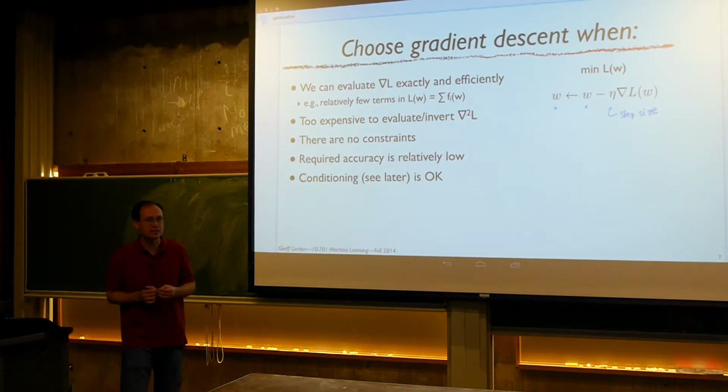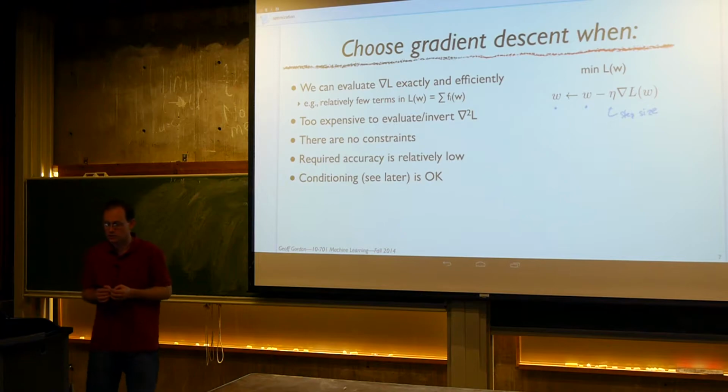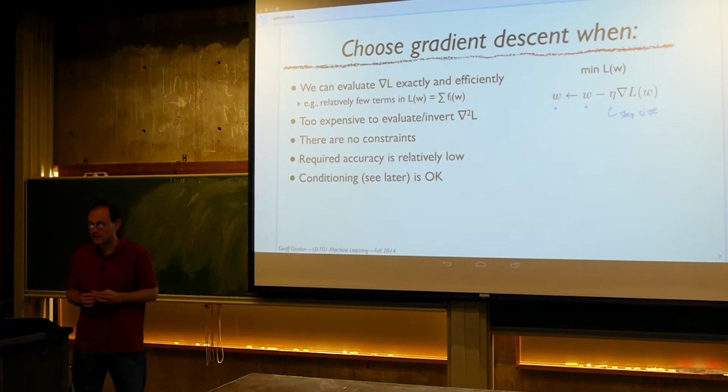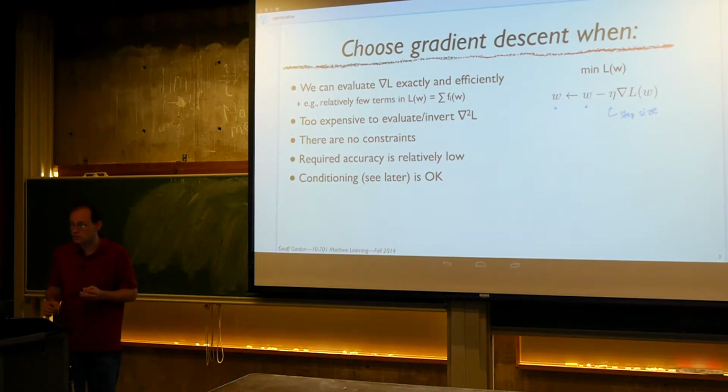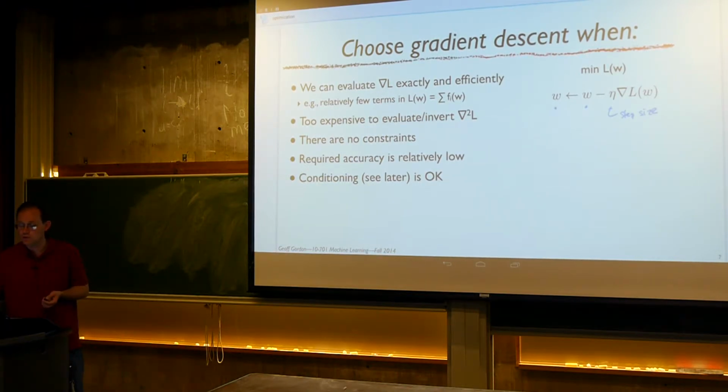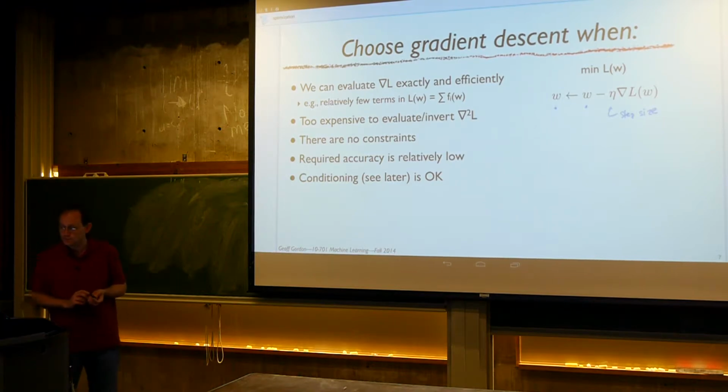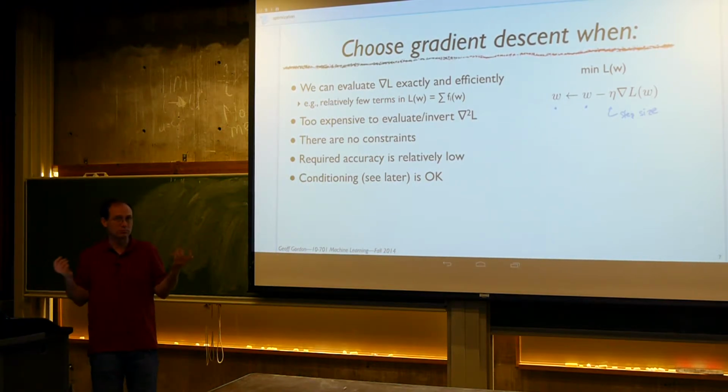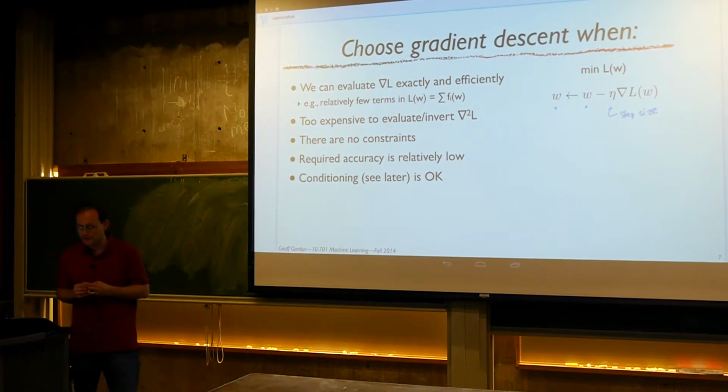And when is gradient descent a reasonable algorithm to choose? To do exact gradient descent, not stochastic, we have to be able to evaluate the gradient, and we have to be able to do it exactly. And it's only a good idea if we can do it efficiently. If it takes us a year to evaluate the gradient, you're going to do a lot of iterations of gradient descent, and so you're not going to get very far. One example where you can do it exactly and efficiently is if there are only a few terms in the log likelihood function.